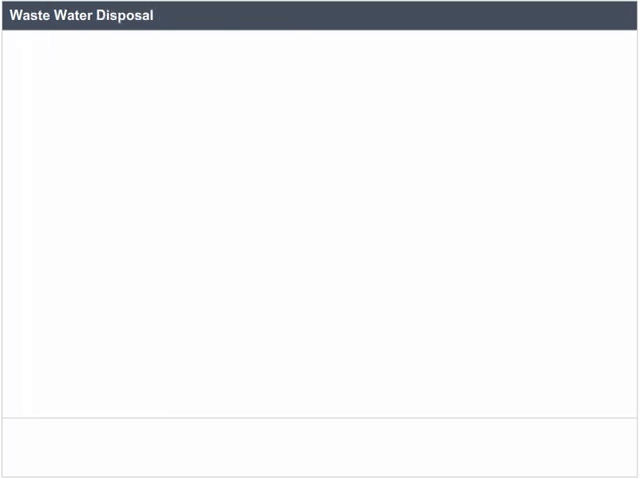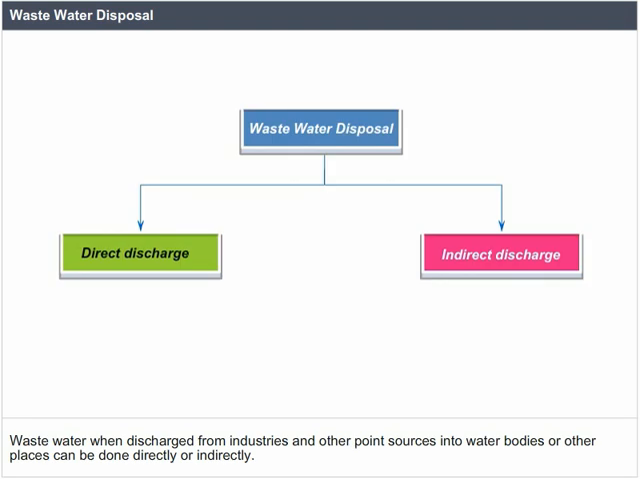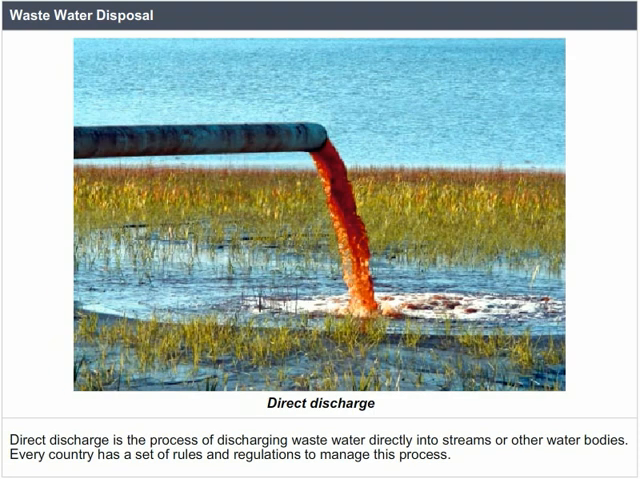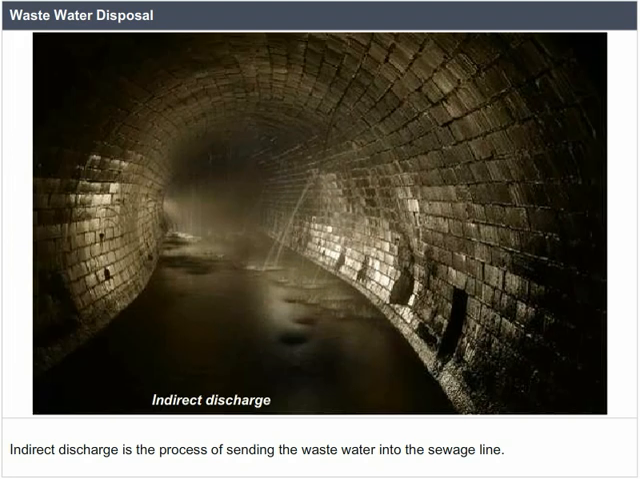Wastewater disposal. Wastewater, when discharged from industries and other point sources into water bodies or other places, can be done directly or indirectly. Direct discharge is the process of discharging wastewater directly into streams or other water bodies. Every country has a set of rules and regulations to manage this process. Indirect discharge is the process of sending the wastewater into the sewage line.